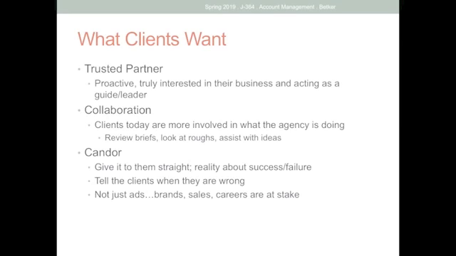But here are a few things. We're going to run through some of these. There are maybe 8 or 10 slides on this, but some things that you should think about if you're looking to absorb how to be a better account person. First thing they're looking for is somebody who's trusted, right? Proactive and truly interested in the business and acting as a guide or leader. So somebody who not only has your back as a client, but also is looking out for things and thinking about your business in a very proactive and strategic way.